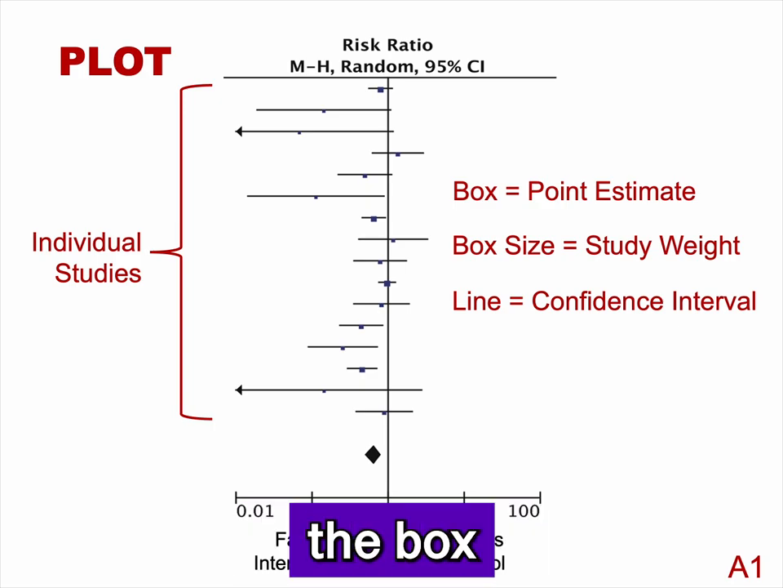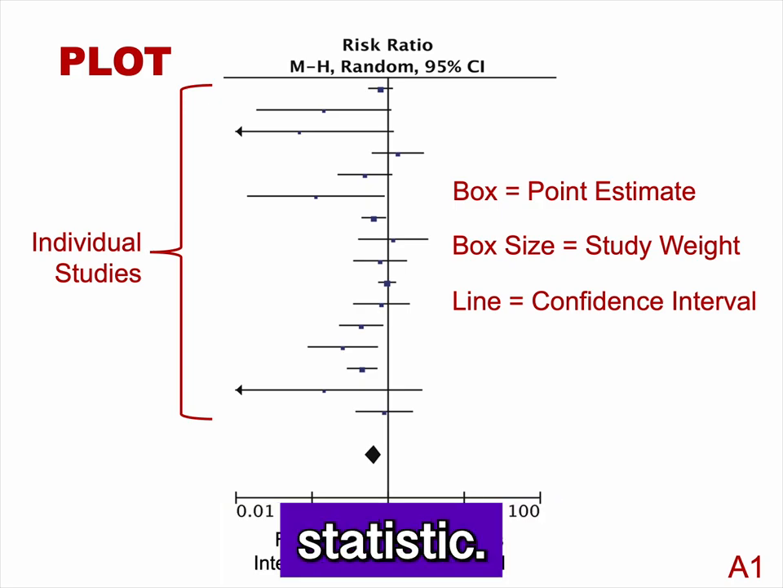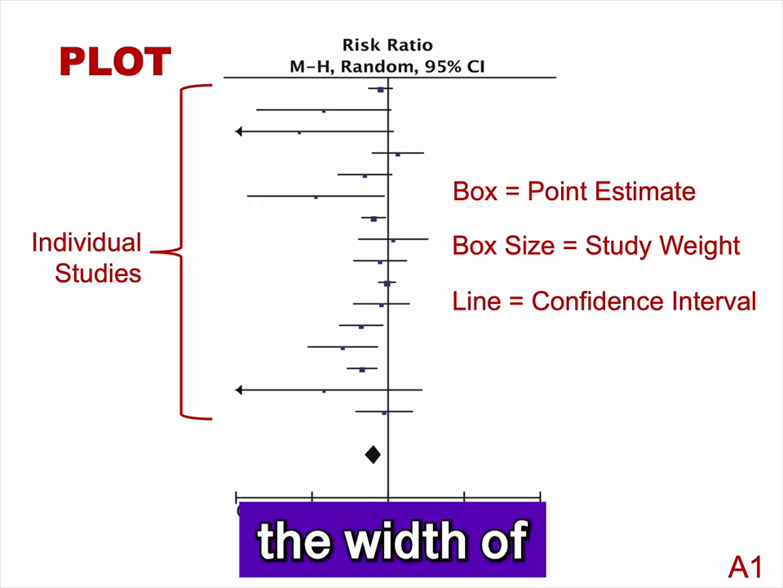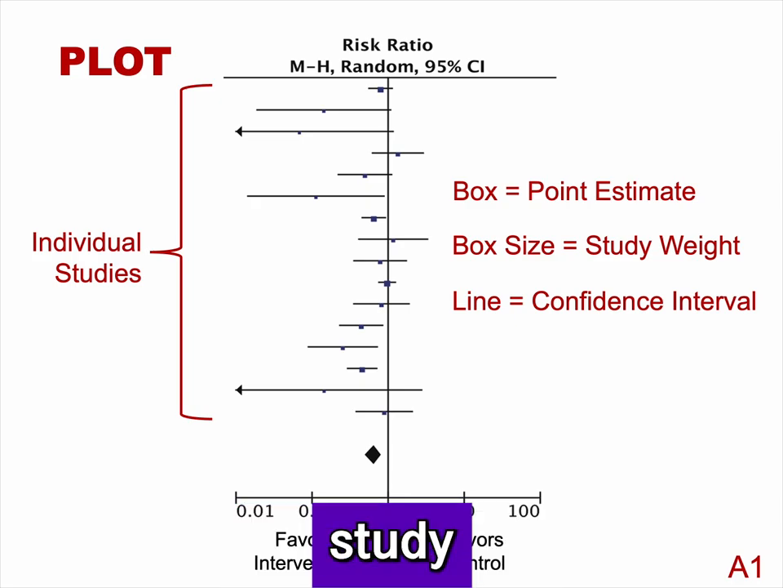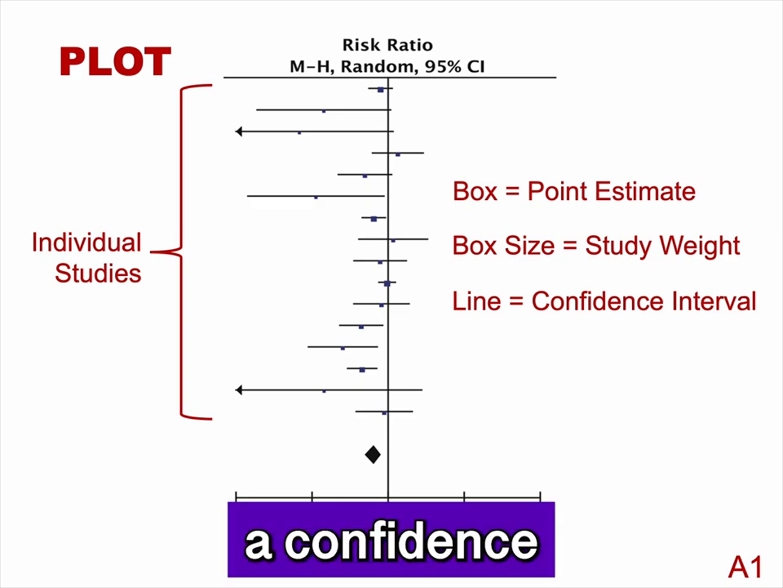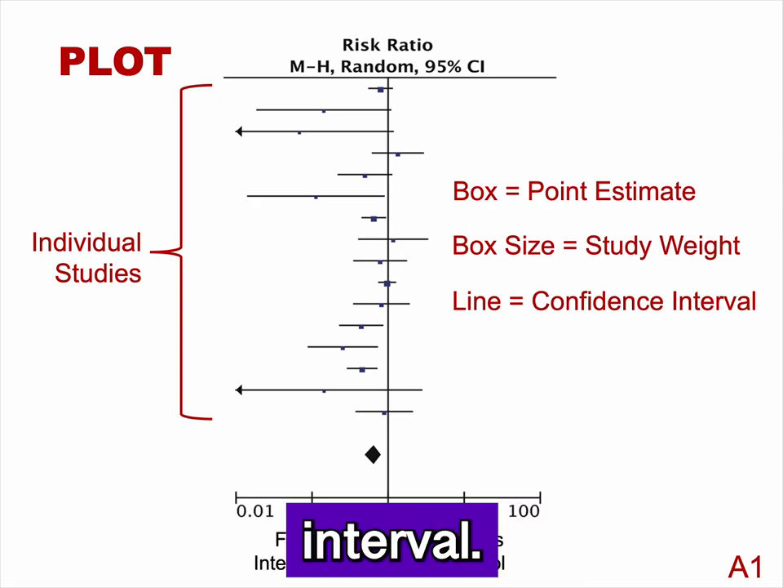The relative size of the box indicates the study weight. This indicates how much the individual study influences the summary statistic. This is related to the study size and the width of the confidence interval. It was also expressed as a percentage in the individual study section data. The line through the box indicates the confidence interval. The larger the sample size, the narrower the confidence interval.